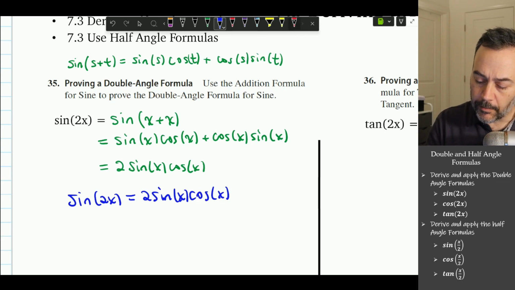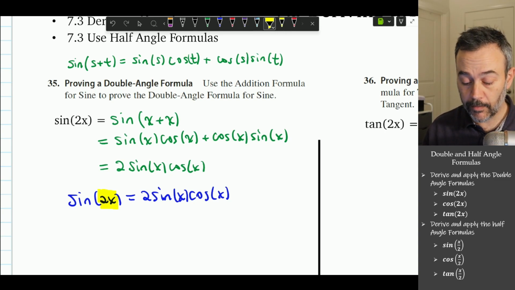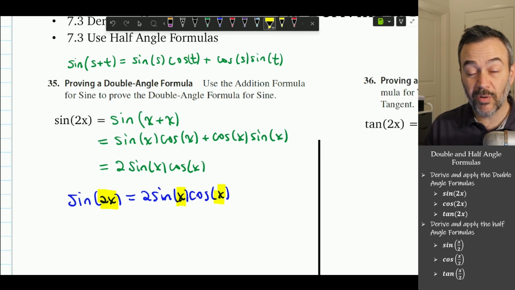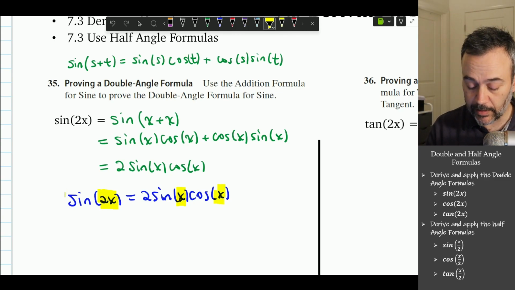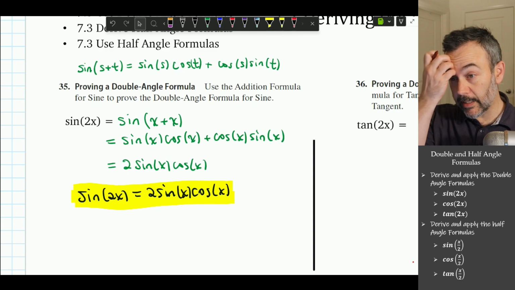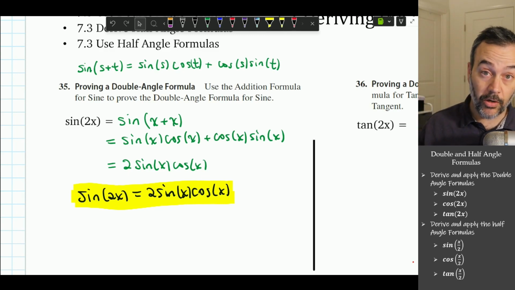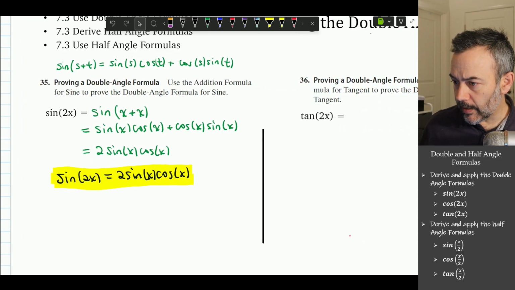Now, if I have sine of 2x, that could be difficult to evaluate. But I often am able to do sine of x, no problem, and cosine of x, no problem. So we've turned something that might be difficult to evaluate into something easier that we know how to work with. Okay, so there's the double angle formula for sine. And these are all on your identities note sheet. Okay, let's see. So what's next?